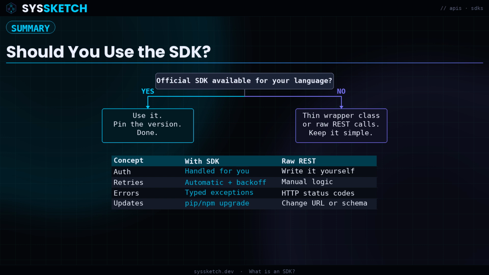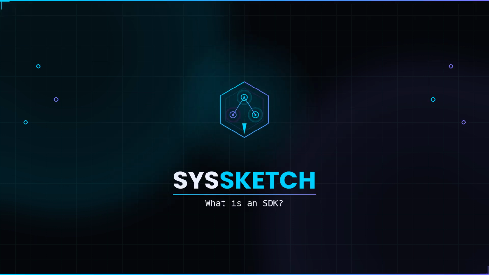The SDK exists to remove accidental complexity. Authentication, serialization, retries, typed errors, pagination, all of that is already solved for you. Your job is to use that solution and spend your engineering time on the problems that are genuinely unique to your product. That is what an SDK is, and that is what it is for.